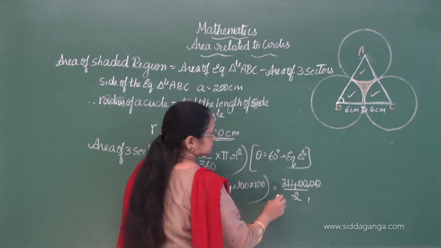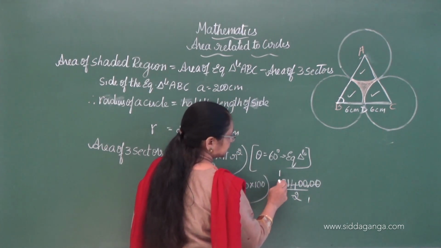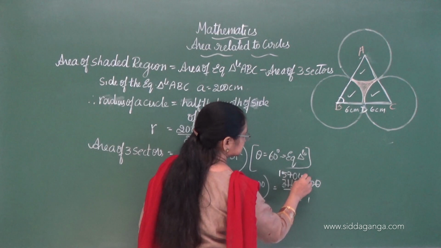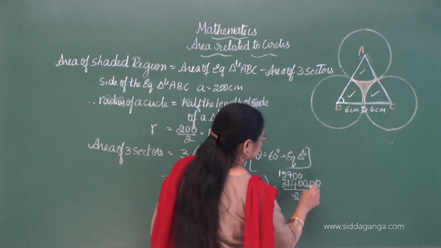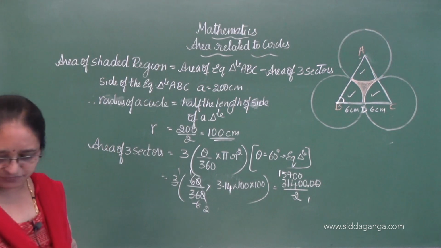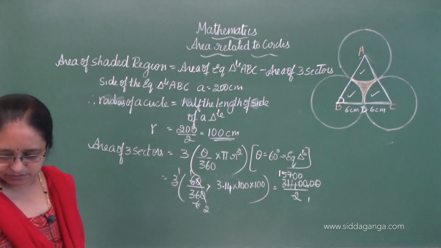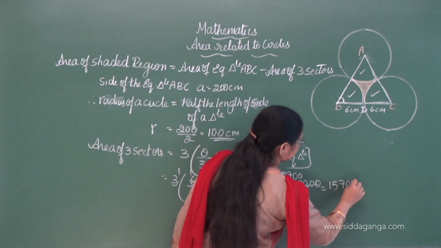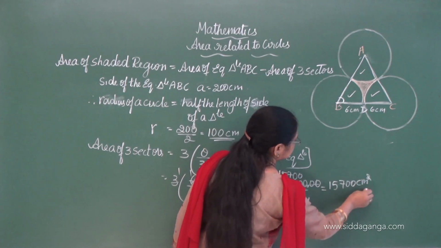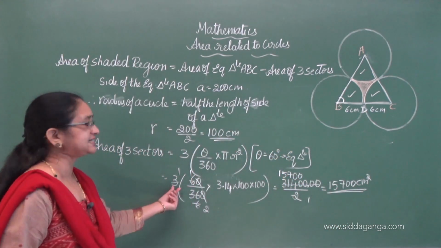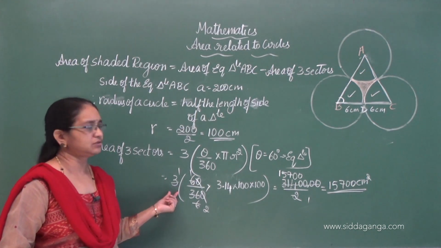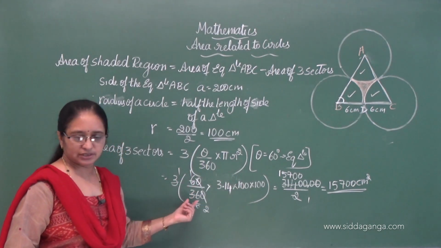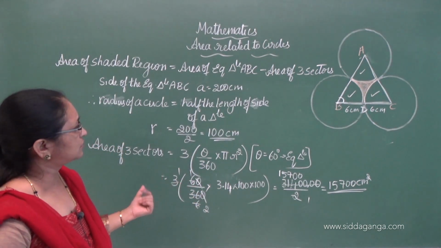2 ones are 2, then 2 fives are 10, 2 sevens are 14, 0 0. So 15,700, correct? 15,700, we will get the answer. 15,700 centimeter square. So this is the area of the 3 sectors. I have multiplied already. You can calculate for 1 and then multiply by 3, that is also okay. Or I have taken it here only.